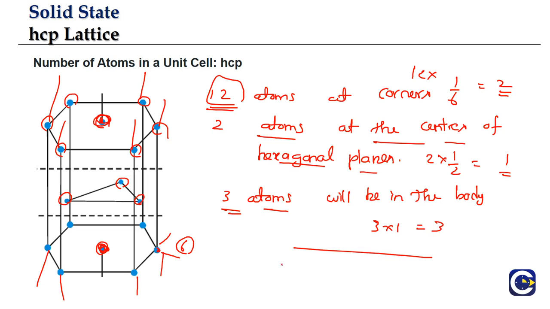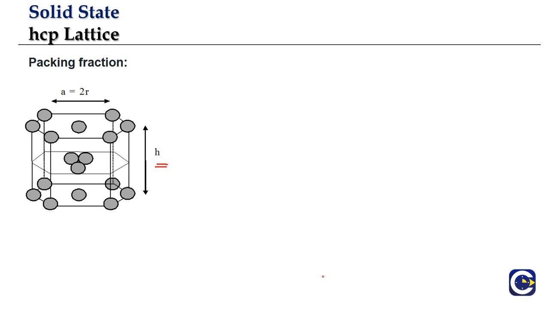So the total effective number of atoms inside the unit cell will be what? 2 plus 1 plus 3. It is going to be 6. So in an HCP, for the entire unit cell, the effective number of atoms is going to be 6. Now we will use this while calculating the packing fraction. So let us see how we find out the packing fraction.